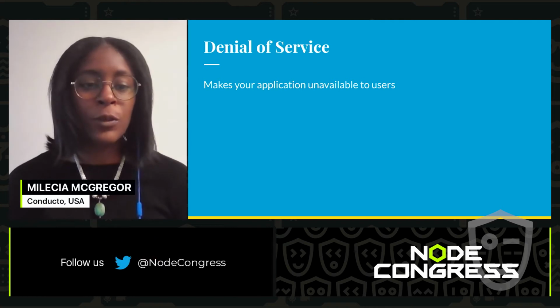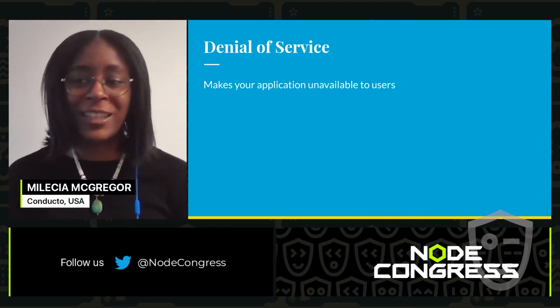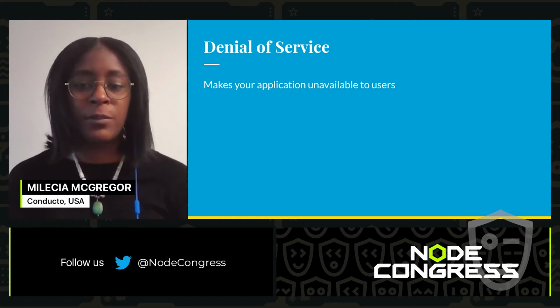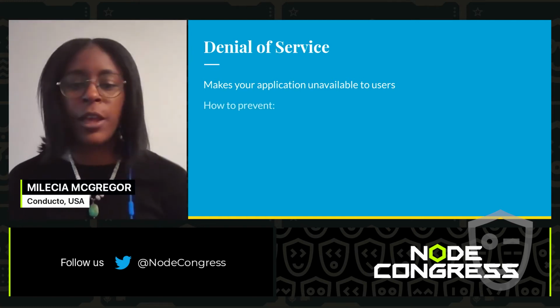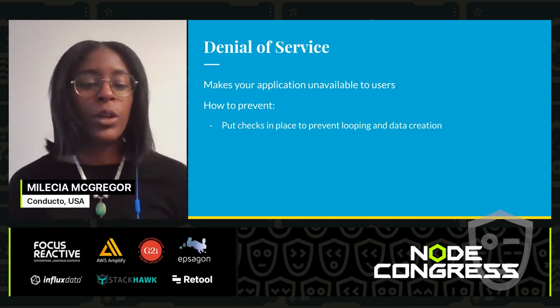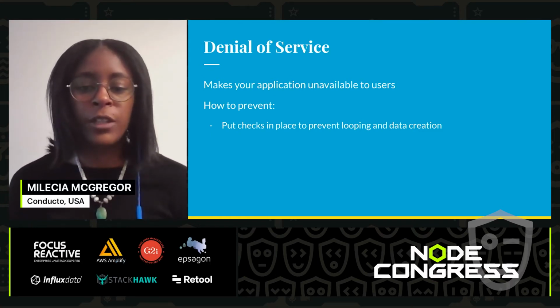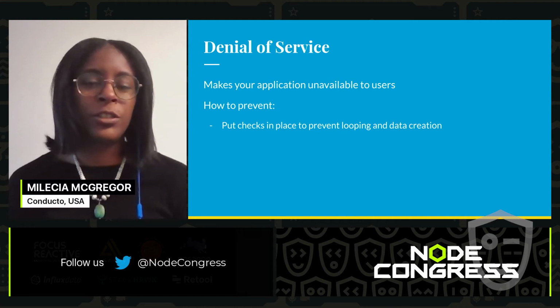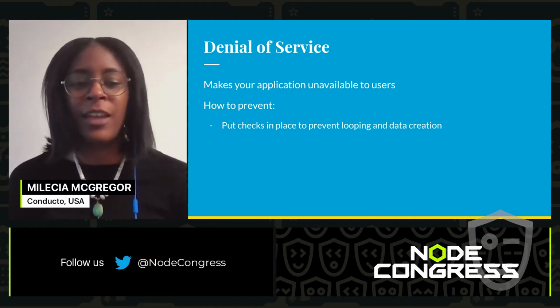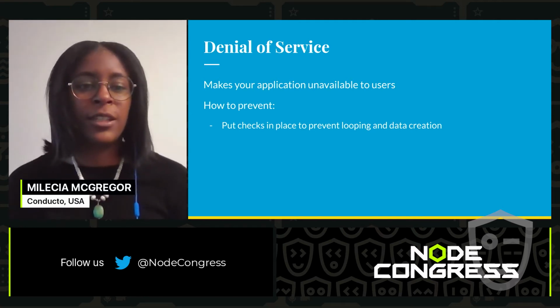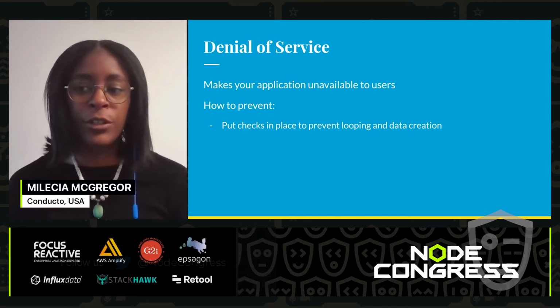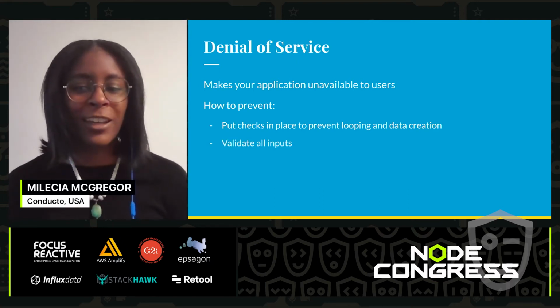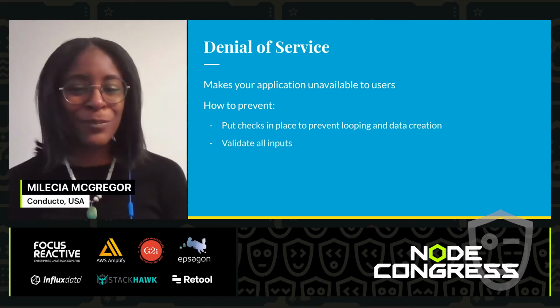So you don't want the denial of service attacks to happen, especially when your app is something very critical to your users. So to prevent those, we really want to put checks in place to prevent looping and data creation. You don't want somebody to be able to submit a query to your back end that infinitely adds fake users to your database. That's one of the ways that a denial of service attack can bring your entire application down. And again, validate all of those inputs.